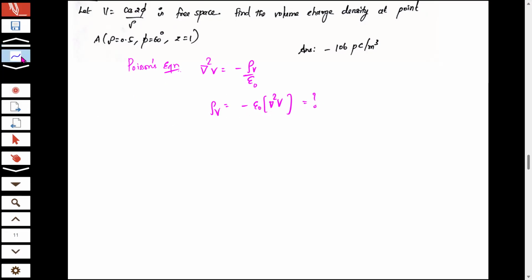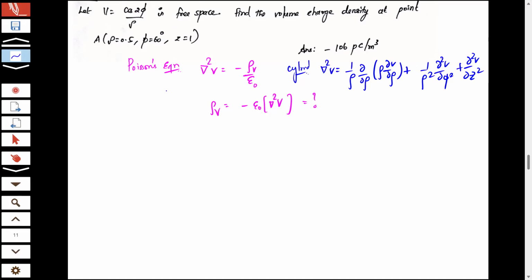So let us write the formula for del square V in cylindrical system. Since this is in cylindrical system, del square V, or the Laplacian of V, can be given as 1 by rho, dou by dou rho of rho dou V by dou rho, plus 1 by rho square, dou square V by dou phi square, plus dou square V by dou z square. Now the potential function V, which is given as cos 2 phi by rho, has to be used for finding del square V, and then we can find what is rho V from this.